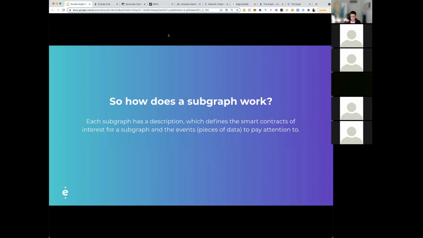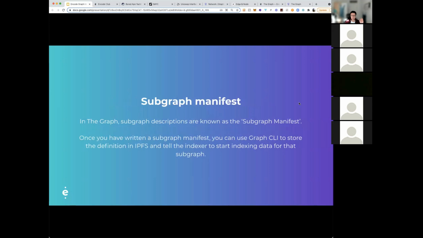Well, I would basically define a subgraph and tell it what information I want to listen to and get. These descriptions are known as the subgraph manifest. You don't really need to know these things. It's just a little piece of information. Once you have written this, once you've said I want this data, you can then use the graph to store this data and tell someone, we'll talk about the indexer, someone who's going to do this on your behalf, to get this data and send it to me through an API, which is basically the subgraph.